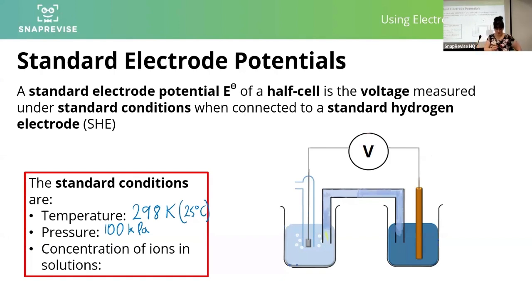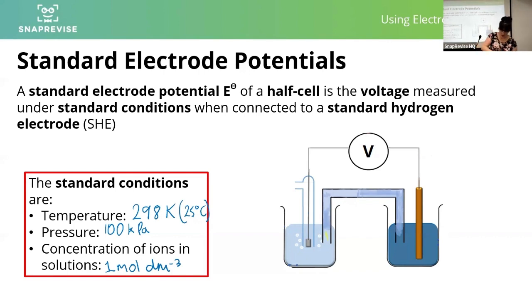And the concentration of ions in solutions, if it's a standard electrode, must be 1 mole per decimeter cubed. You may see it written down as 1 capital M, 1M. That means 1 molar, which is 1 mole per decimeter cubed. Lots and lots of laboratories use molar because they can't be bothered to say mole per decimeter cubed. Molarity is the same. They're just being lazy. We have to be specific. So 1 mole per decimeter cubed.